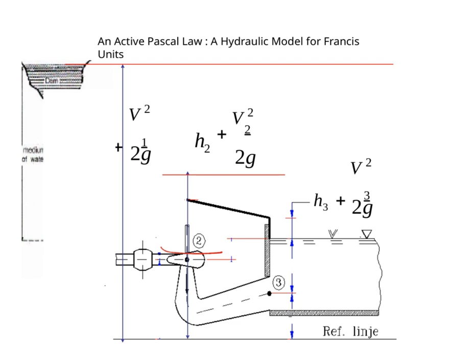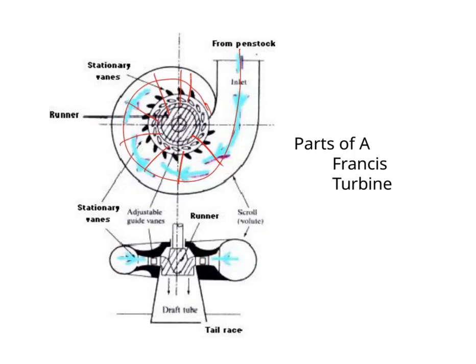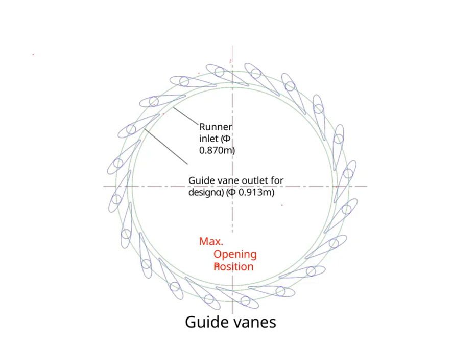This model helps us bridge theory with practical engineering in a very tangible way. Let's take a closer look at the parts of a Francis turbine. This type of turbine is a workhorse in hydroelectric power, known for its efficiency and versatility. Each part plays a crucial role, from the spiral casing that guides water in, to the runner where the energy transfer happens. Understanding these components helps us see how water's force is transformed into mechanical power, driving turbines that generate electricity for millions.